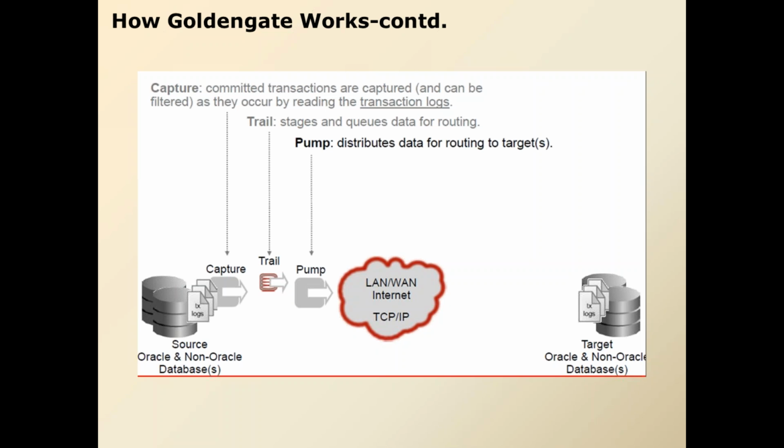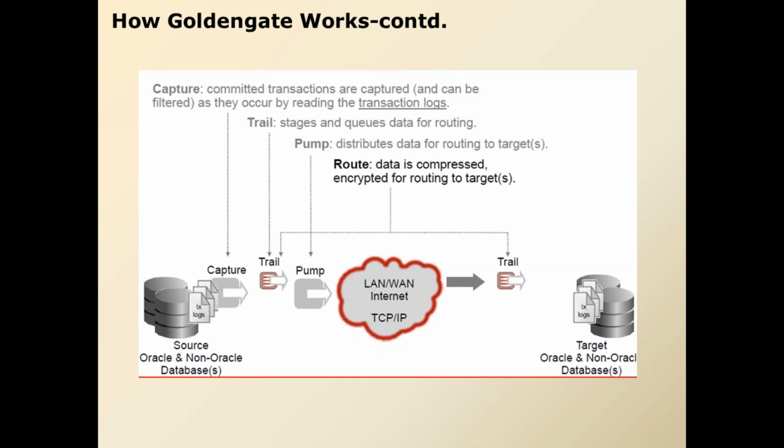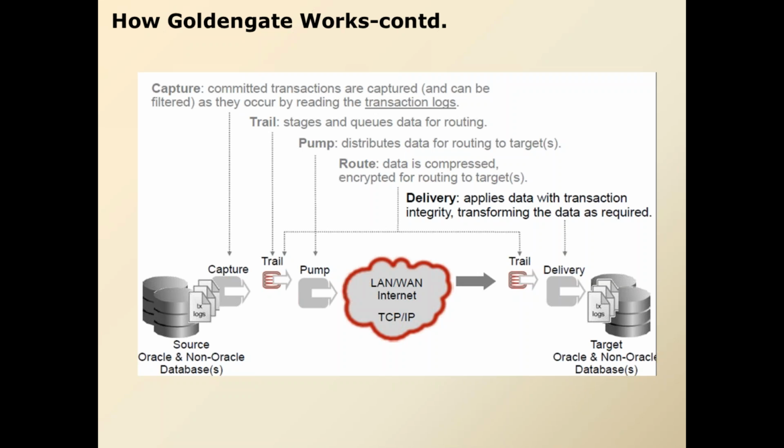Once the data is available in your local trail, the GoldenGate data pump process reads the data out of your local trail, sends it over the TCP/IP network and writes it to a trail file on the target system, which is known as remote trail. Once the data becomes available in remote trail, the GoldenGate delivery process reads the data out of your remote trail and applies it to the target database. So you have three GoldenGate processes configured here: capture, pump and delivery.